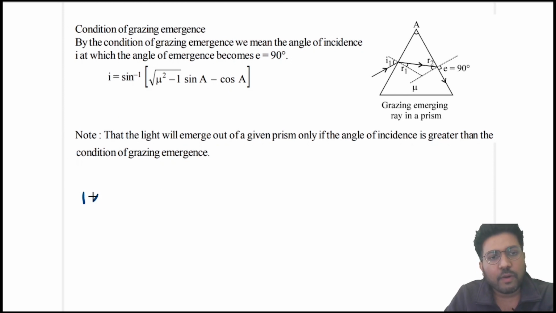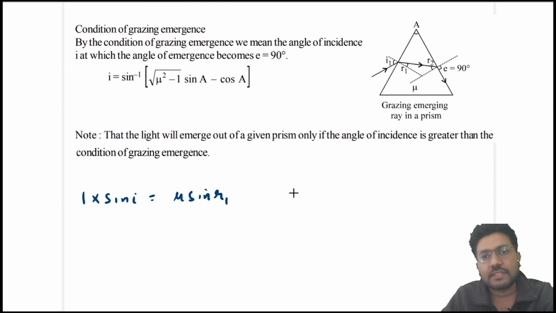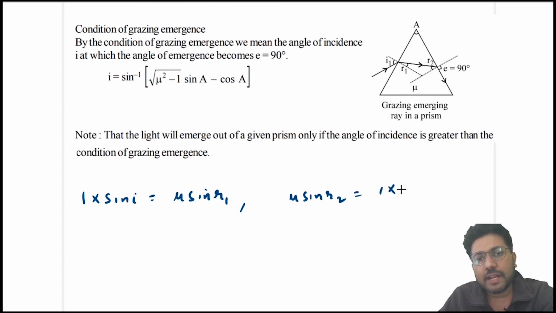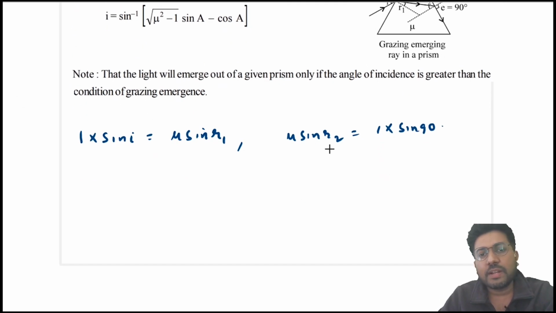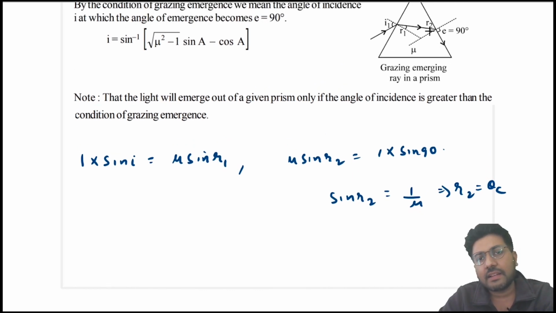Listen carefully. 1 into sine I is equal to mu into sine R1. This is the first surface. Then the second surface is mu into sine R2 is equal to 1 into sine 90, right? So mu sine R2 is 1, so sine R2 is 1 by mu, or you will say R2 is the critical angle. Obviously R2 has to be the critical angle, because at critical angle incidence only the angle of refraction becomes 90 degrees, right?